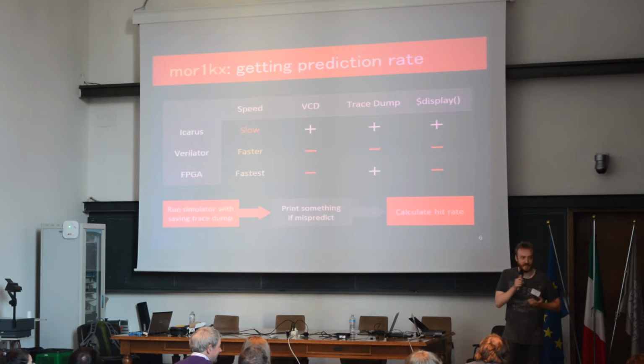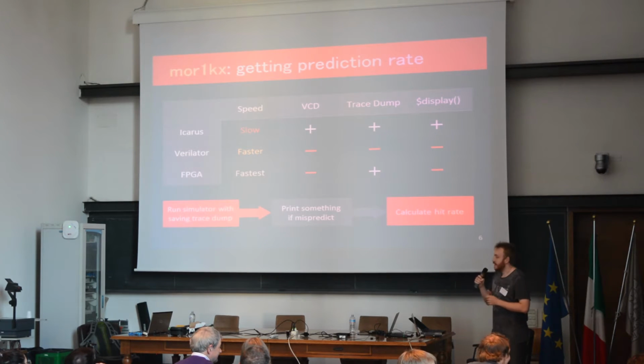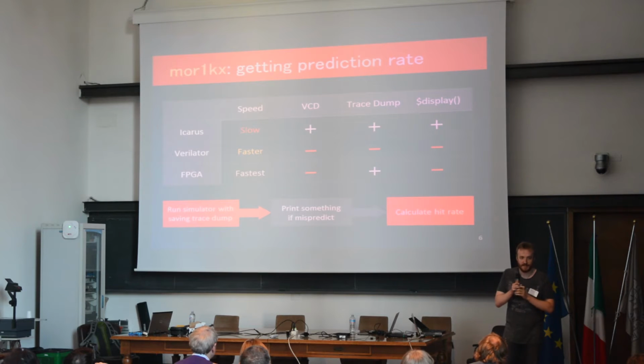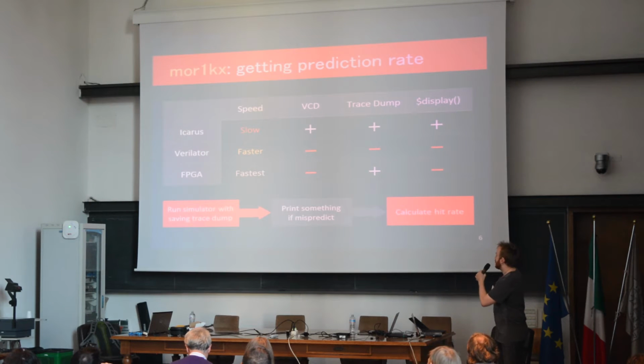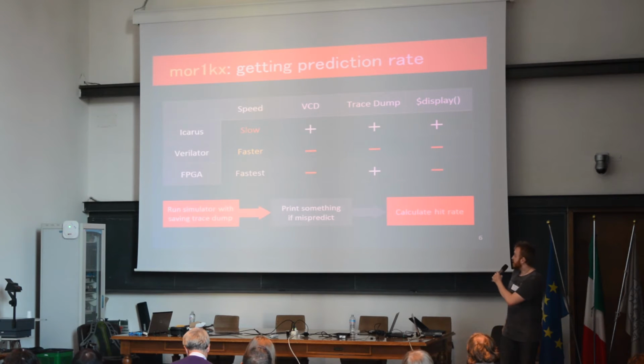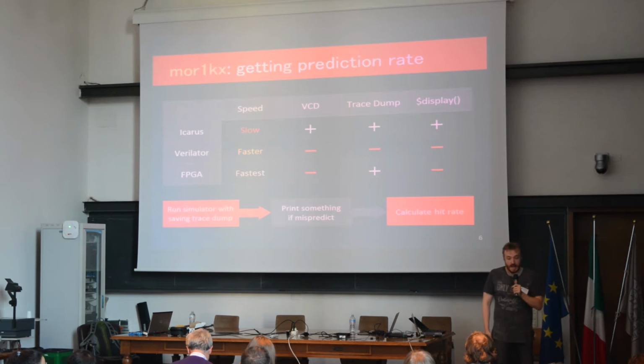That's along with other red minuses you may notice. But we want to improve FuseSoC, so we'll talk about it a bit later. Verilator doesn't have VCD, it doesn't have trace dump or display function. Of course, running code on FPGA is the best solution in terms of speed. And I think it has support for trace dumping, but we wanted to have a unified solution to track events happening in the pipeline.